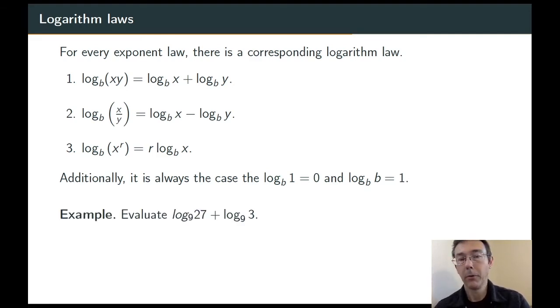One quick example using these logarithm laws. Log base 9 of 27 plus log base 9 of 3. They're the same base, so using property 1, I'm going to combine those two logarithms. It's a sum of logarithms, so I'm going to write it as a logarithm of a product. I get log base 9 of 81. And this I can evaluate using the definition of logarithm. I'm asking myself, 9 to what power is 81? And the answer is 2.